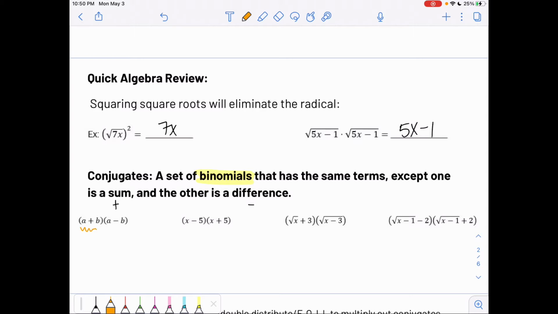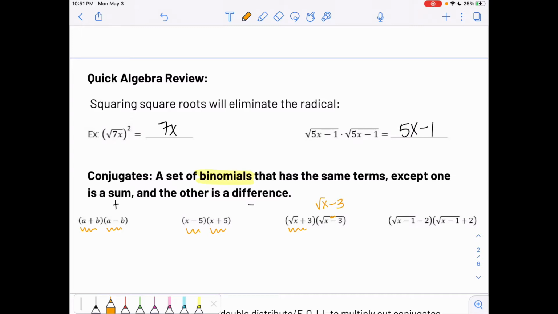You have a plus b, and then you have a minus b. Your terms there are a and b. Same thing for the next one: x minus 5 and x plus 5. You have the square root of x plus 3, and this should be the square root of x minus 3 separately. That's a typo. My bad.